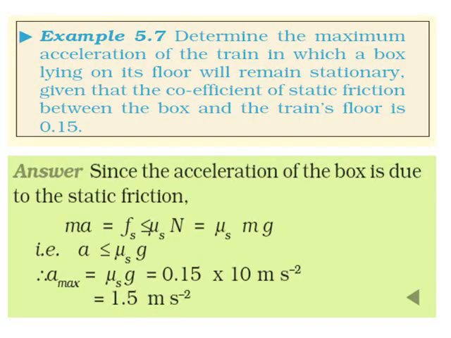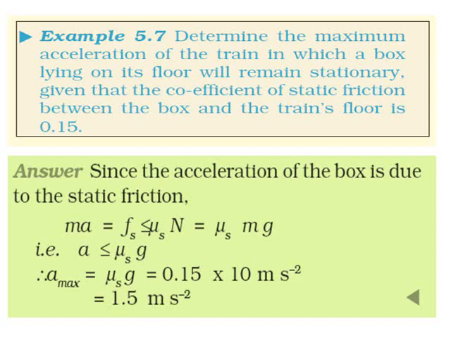Let's solve a numerical on the content. Till now we have studied about the frictional force. It is in NCERT example 5.7. You have to determine the maximum acceleration of the train in which a box lying on its floor will remain stationary. It is given that the coefficient of static friction between the box and the train's floor is 0.15.